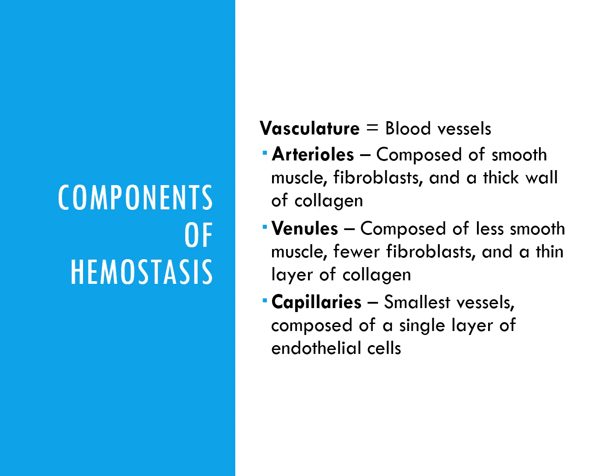The second are venules. These may be referred to as veins. They are composed of less smooth muscle than the arterioles, fewer fibroblasts, and a thinner layer of collagen than we see in arterioles. And then the smallest blood vessels that we have are capillaries. These are the blood vessels that are closest to the surface of the skin. They are also the smallest vessels, and they are only composed of a small single layer of endothelial cells.